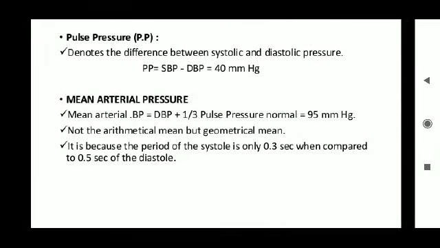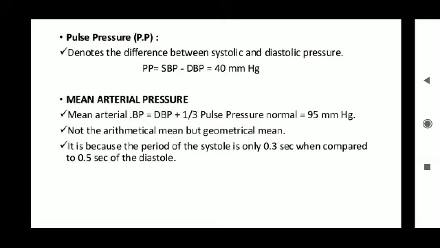Coming to the pulse pressure, it denotes the difference between systolic and diastolic pressure. Pulse pressure is equal to systolic blood pressure minus diastolic blood pressure, usually 40 mmHg. Mean arterial pressure: the mean arterial blood pressure is equal to the diastolic blood pressure plus 1/3 of the pulse pressure. Usually the normal mean arterial pressure will be 95 mmHg.